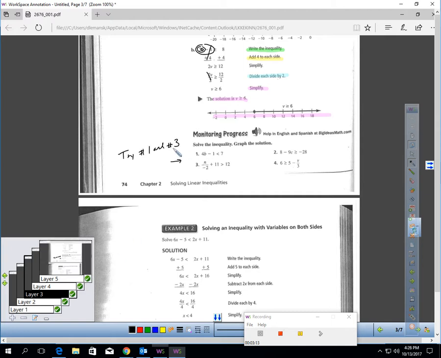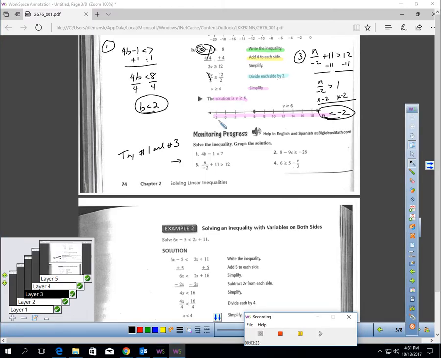Why don't you pause the video right now and try numbers 1 and 3. I want you to solve the inequality and then graph it. Okay, I'm back. So for this first question, I wrote it up here. I wrote the inequality. I had to get rid of the minus 1 first, so I added 1. 4b is less than 8. Divide by 4, b is less than 2. I'll graph that in a minute.